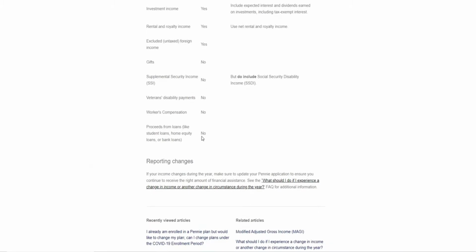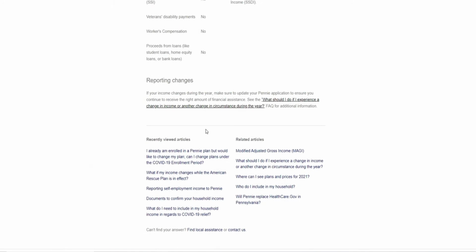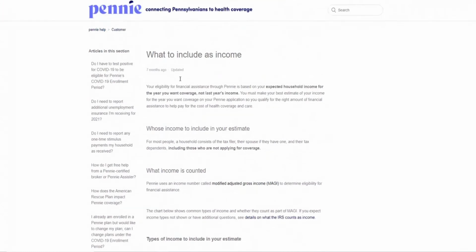Proceeds from loans, student loans, home equity, etc.? No. No excess, you don't need to worry about that. So that covers predominantly the information that we want to include in a determination of income.